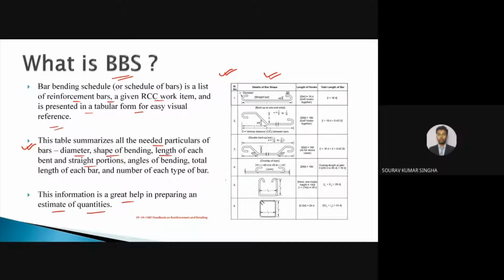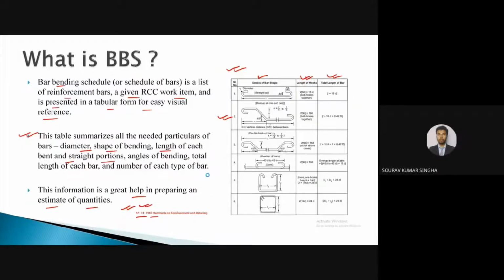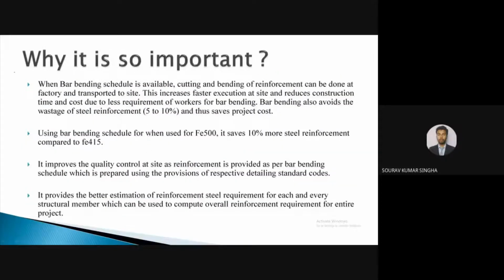I also want to show you that these details, that means how we bend the bar, are given in SP 34:1987, the handbook of reinforcement and detailing. In this particular code you can see how you can provide the reinforcing bars. Now, why is it so important? Why am I doing this particular bar bending schedule?